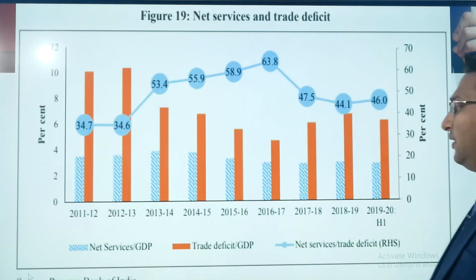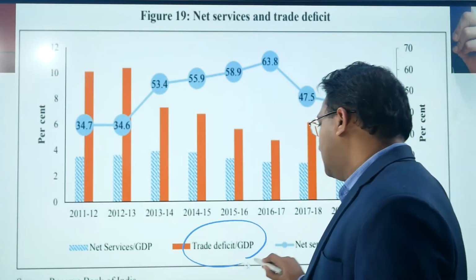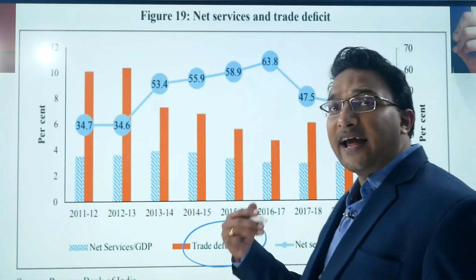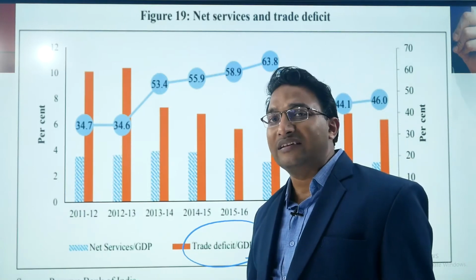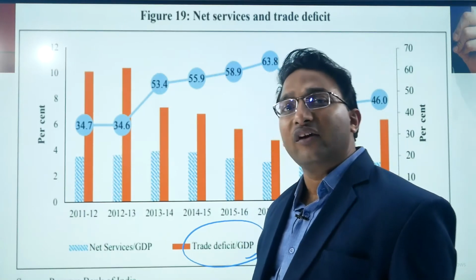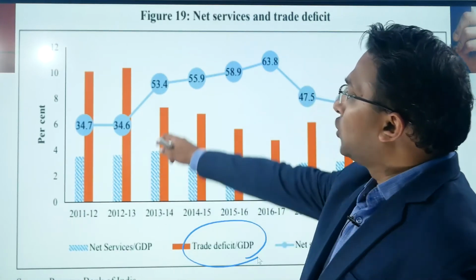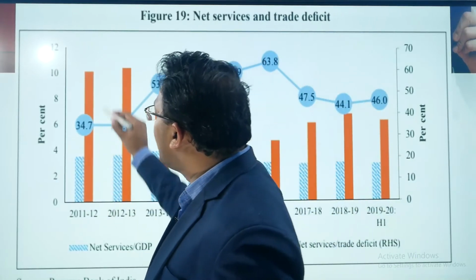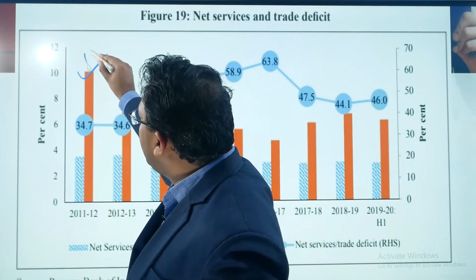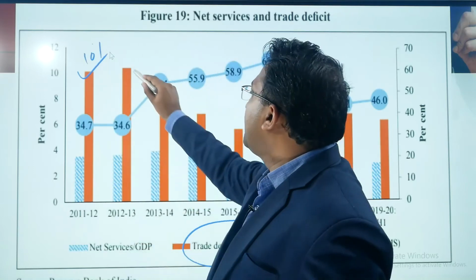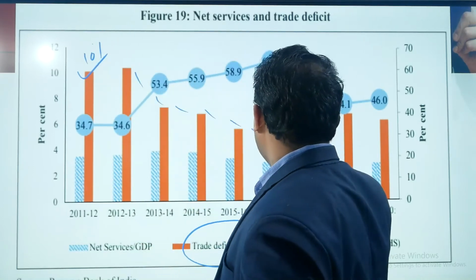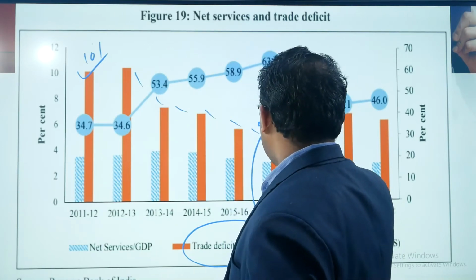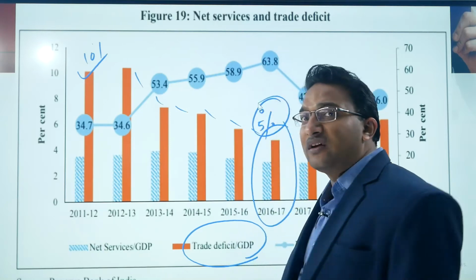Now let us see the trade deficit as a percentage of GDP. So this orange bar indicates trade deficit as a percentage of GDP. This data has been taken from the latest Economic Survey of 2019-20, which came on the 31st of January 2020. So if we see the trade deficit in the year 2011-12, this was approximately 10% of GDP, right? So this kept declining. And the lowest was in 2016-17, to the extent of approximately 5%.